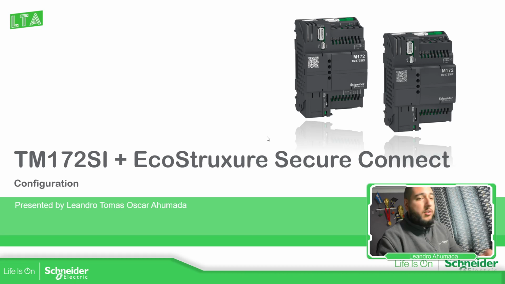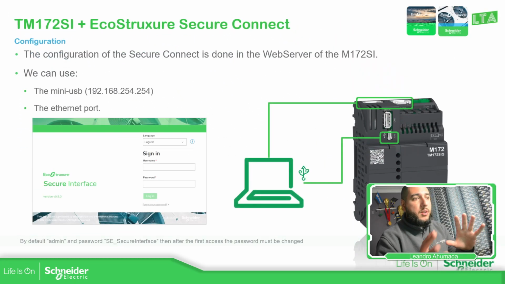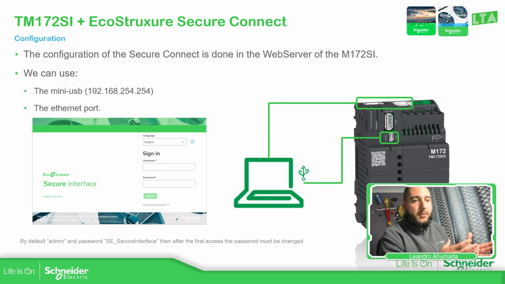So, as I explained in the previous video, the importance of having the EcoStruxure Secure Connect with the M172 is to have a secure connection to site from the office. It's like having a VPN. So the first thing that we need is to access the M172 Secure Interface and make the configuration on the web server. There is no need to change something on the software EcoStruxure Machine Expert HVAC. We just need to access the web server and make modifications.